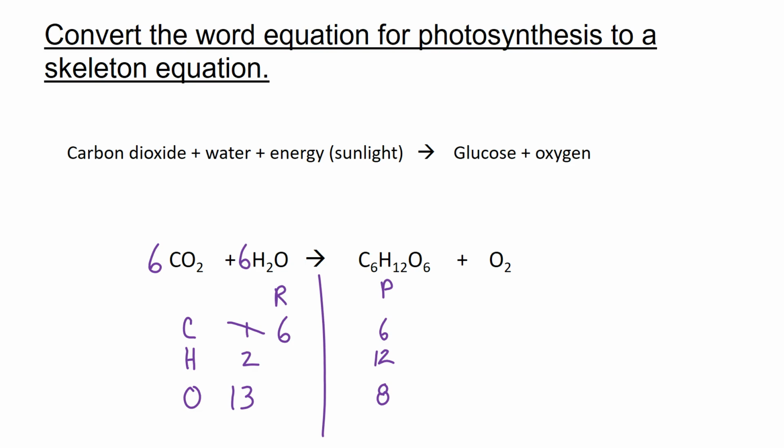So 6 times 2 is 12. So that changes that number to 12. What else did I affect? I affected the oxygen. So now I have 6 oxygens here plus 12 more oxygens. So how many total oxygens do I have on the reactant side? 18.